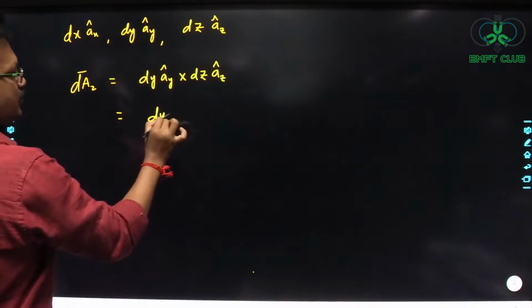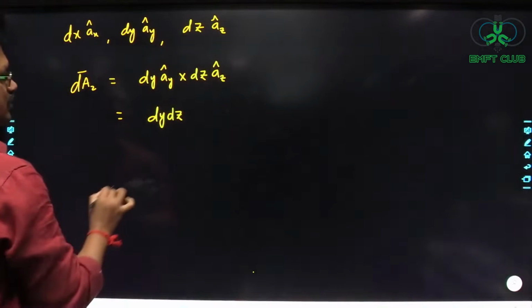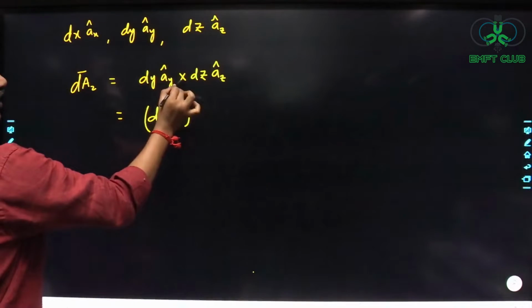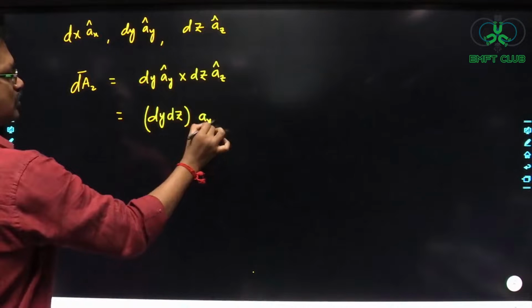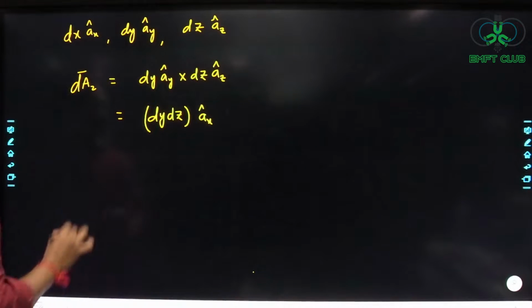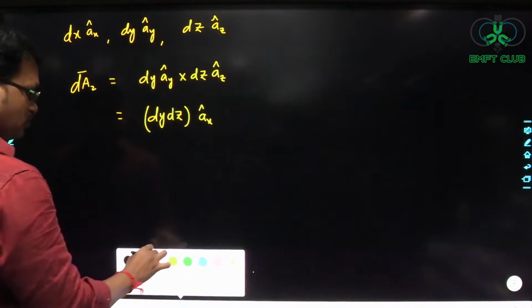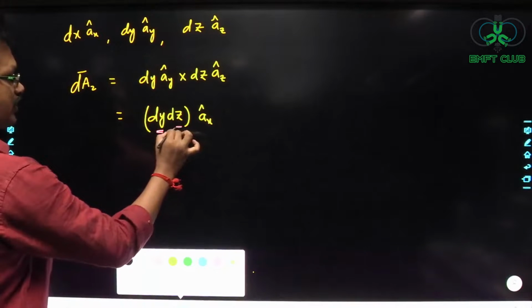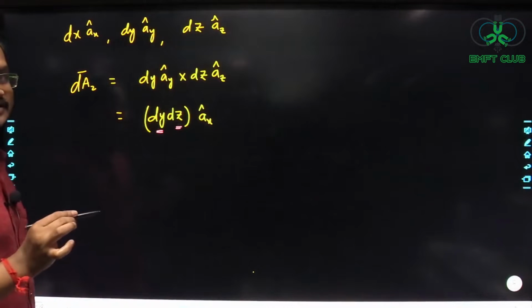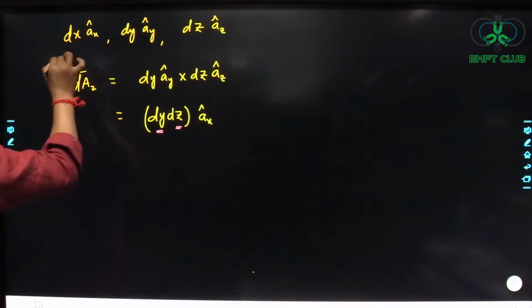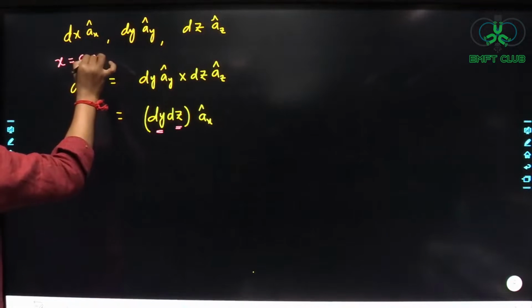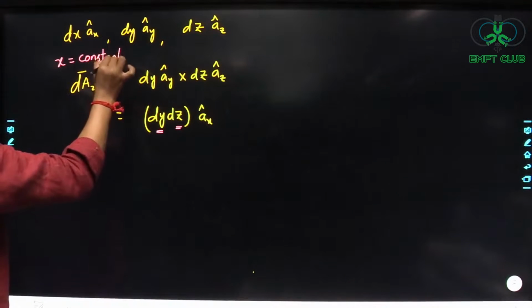The magnitude is dy into dz. What is the direction? ay cap cross az cap is ax cap. So this is the small differential area. Here the variables are y and z, which means x is constant. So we can call this plane the x equal to constant plane.